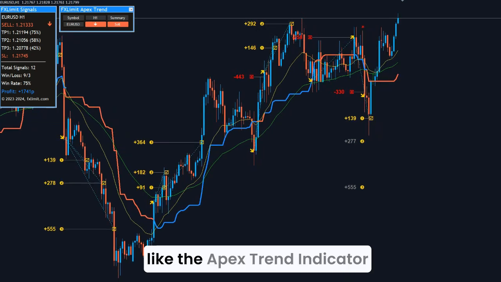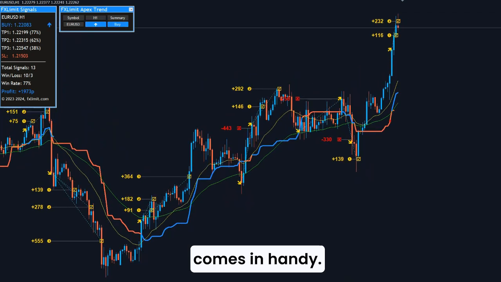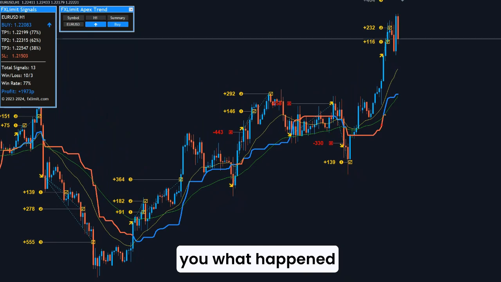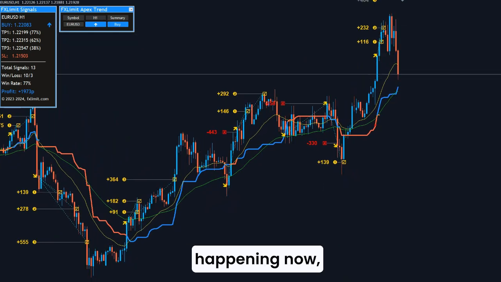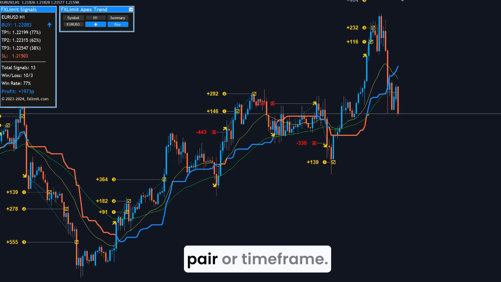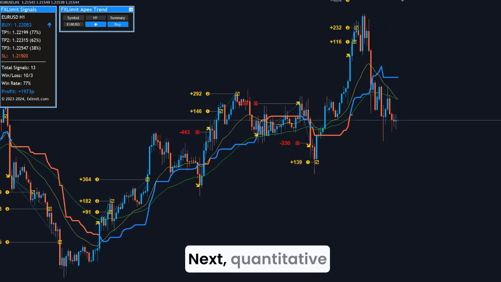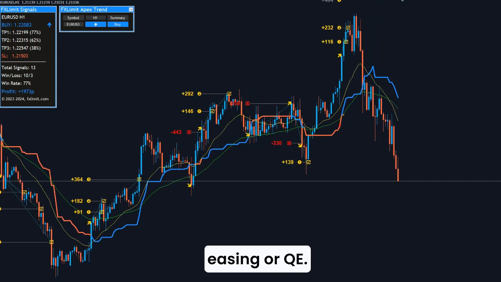That's where something like the Apex Trend Indicator comes in handy. It doesn't just show you what happened, it shows you what's happening now in real time, on any pair or time frame. Next, quantitative easing or QE.